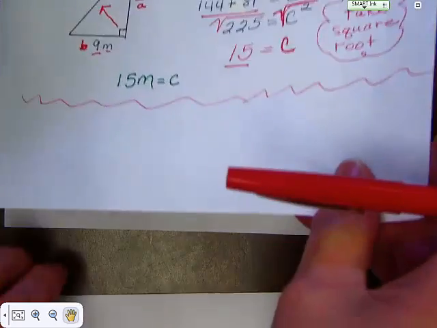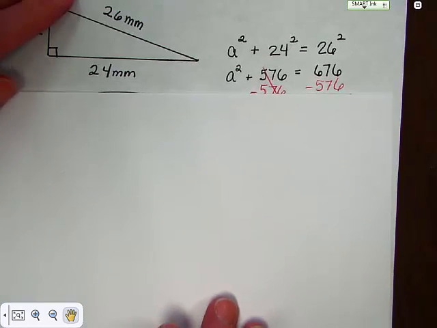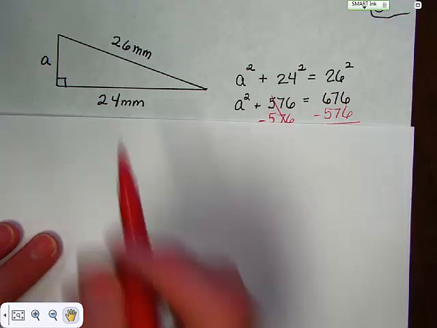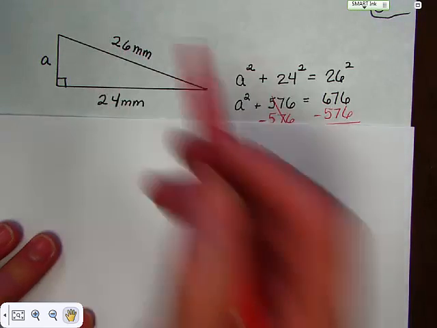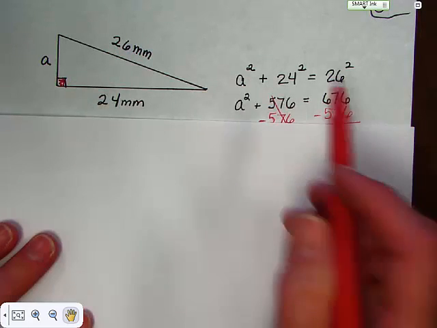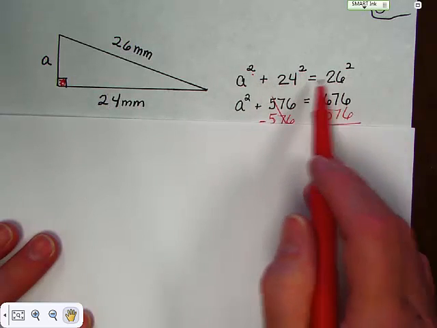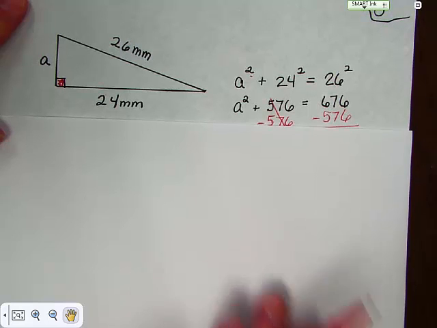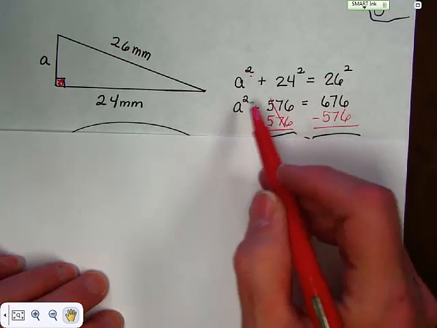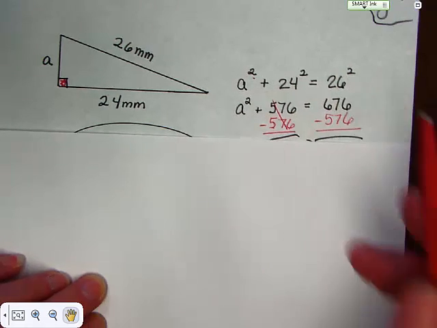Now we're going to look at one more. I think we have two more examples. Yeah, okay. Two more examples. All right, so we have a missing side on this triangle. It is A, and then we have 24 and we have 26. And it is a right triangle because it's marked that way right here. Okay, so A squared we don't know. A squared plus 24 squared equals 26 squared. So we go ahead and square 24 and we go ahead and square 26. So we end up with A squared plus 576 equals 676 because that's 26 squared.